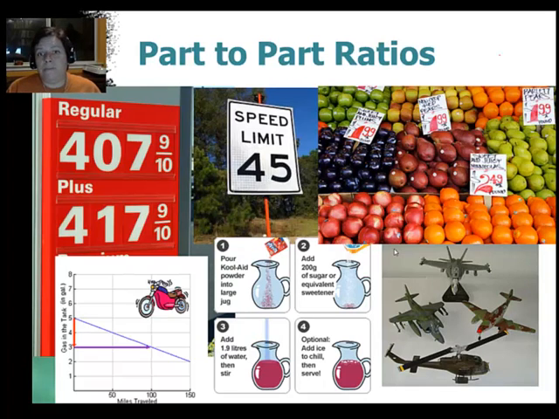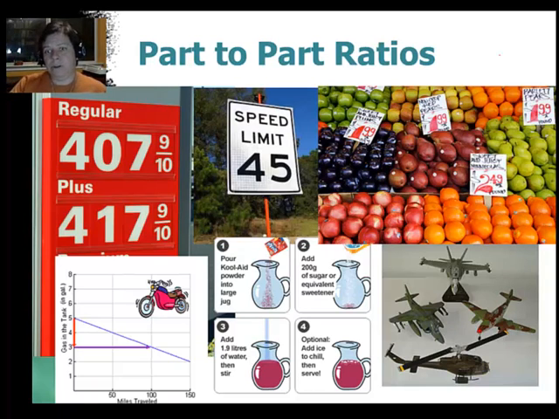They're most often in prices. So you can see the gasoline here, the $4.07 per 1 gallon. It's not dollars to dollars, it is money to gasoline. Those are not the same thing. That's why they're called part-to-part. The speed limit here is 45 miles to 1 hour. And then you have the prices in the fruit is $1.99 per 1 pound.